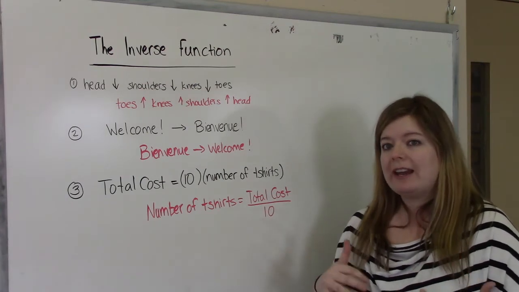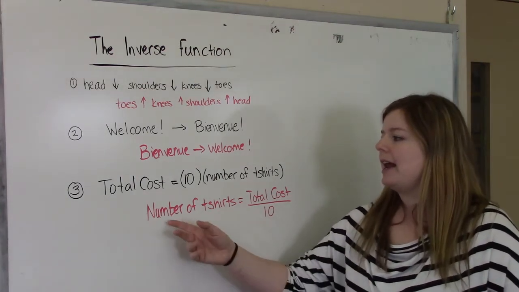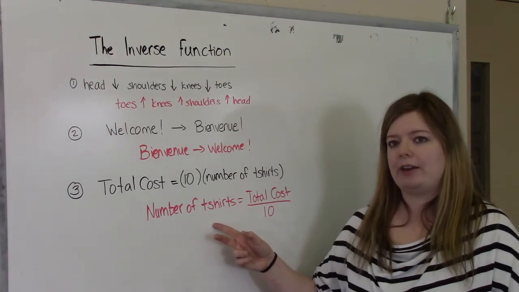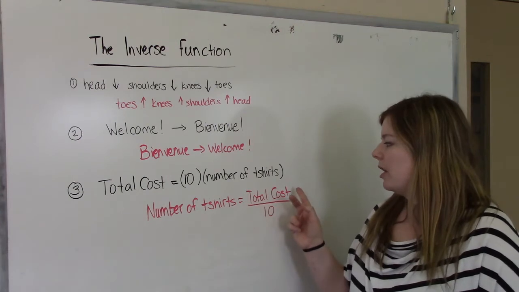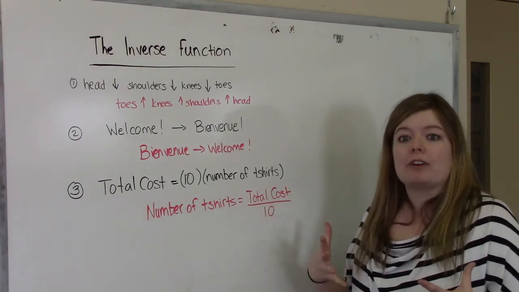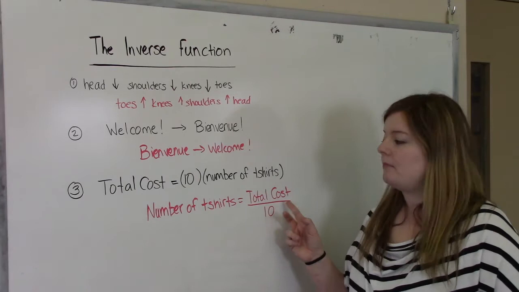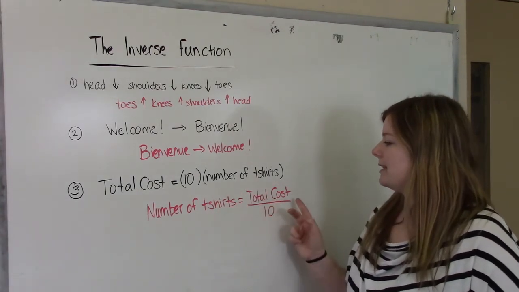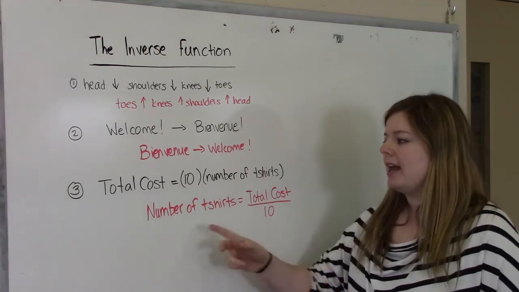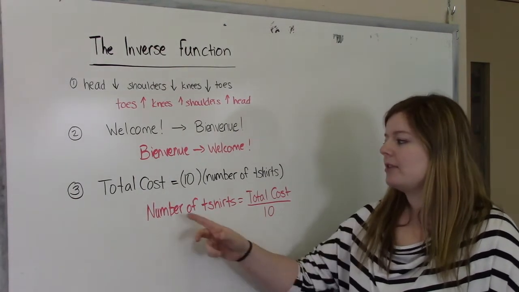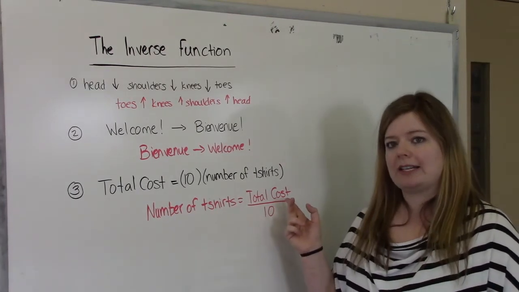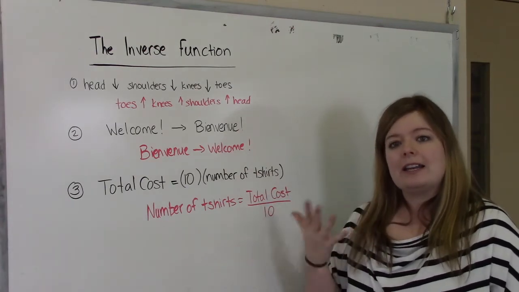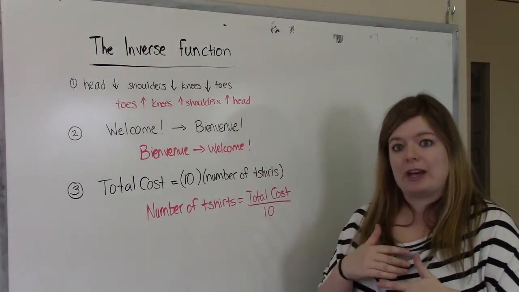But what if you wanted to do the inverse? So the inverse of that is when you know the total cost, but you want to find how many t-shirts that would buy you. So you take total cost, and instead of multiplying, you do the inverse operation, which is division. Dividing by 10. So you do the opposite thing. So in this case, total cost is independent and the number of t-shirts is dependent. So the number of shirts depends on what your total cost is. So in inverse relationships, in inverse functions, the independent and the dependent variable switch.